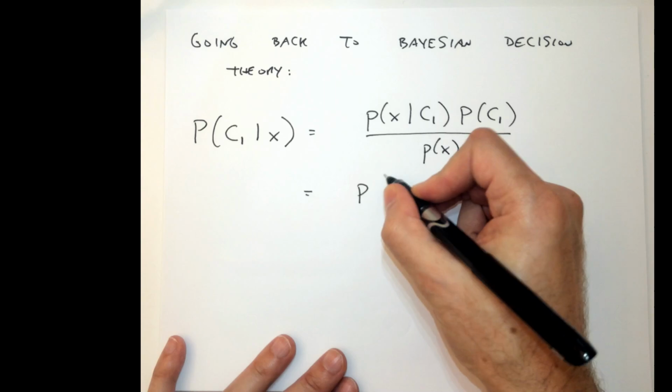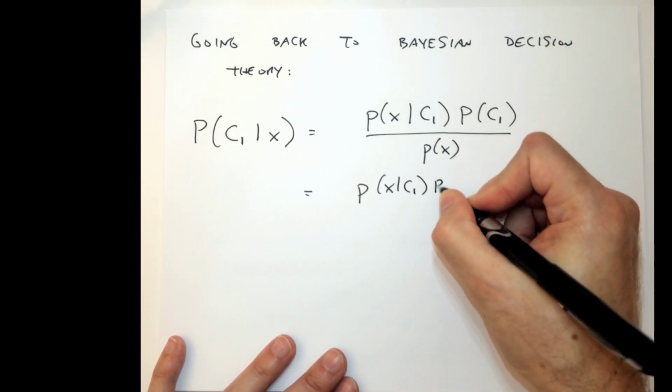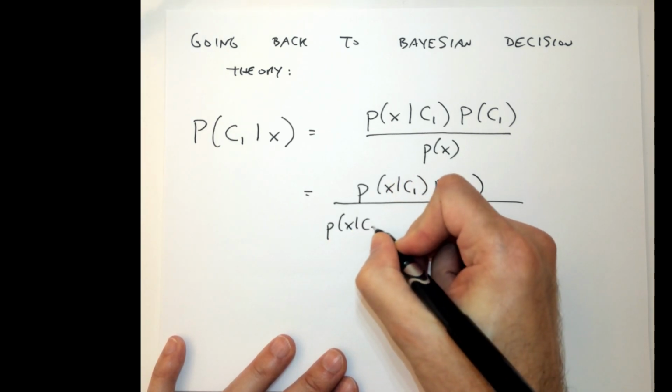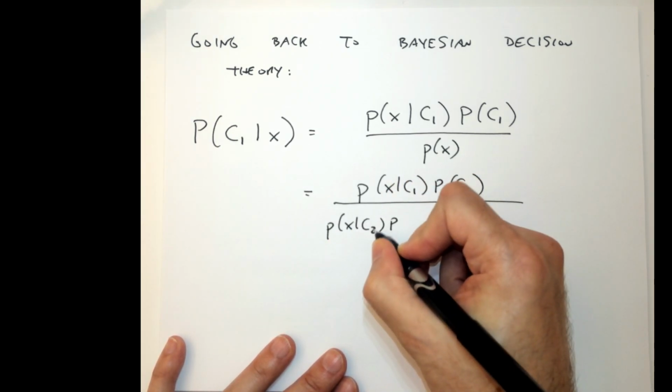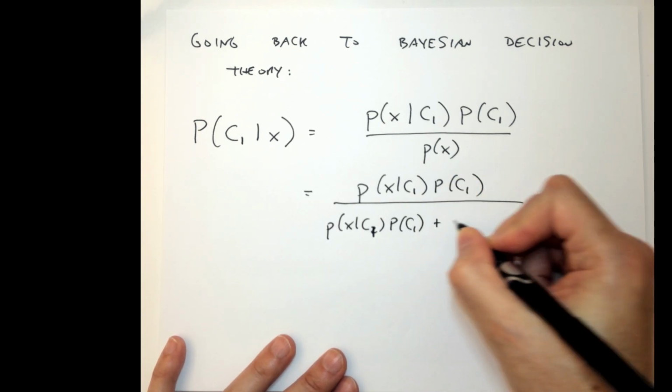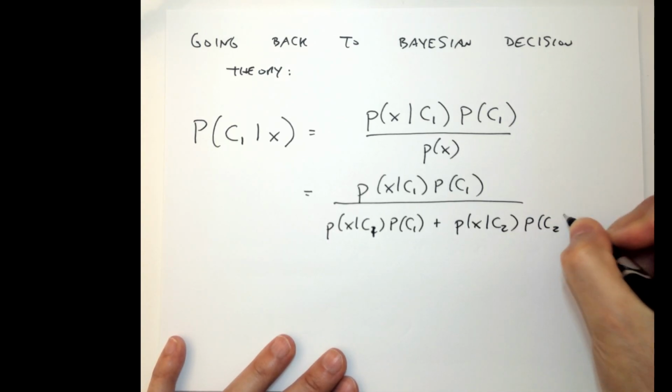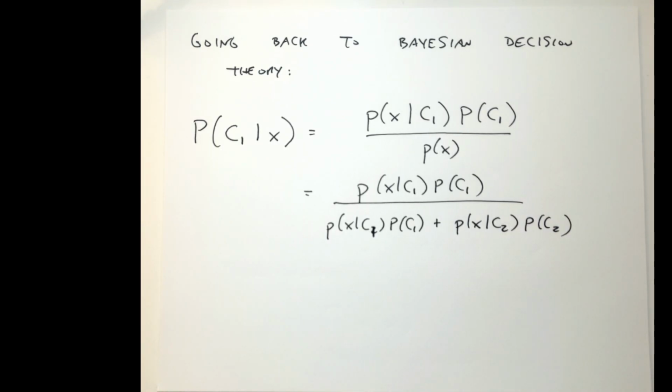To expand this out, in a binary classification system, I have two classes. And the denominator here, I can expand out when I've only got two classes, because there are only two possible states of nature. Either x is in class 1 or it's in class 2. Okay?